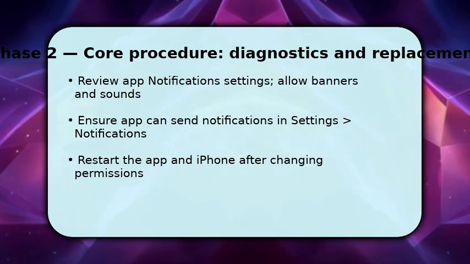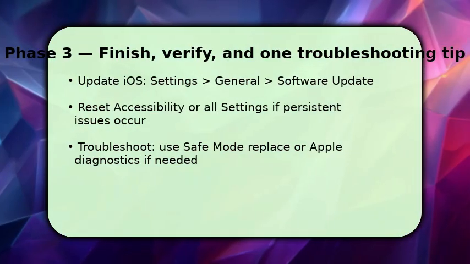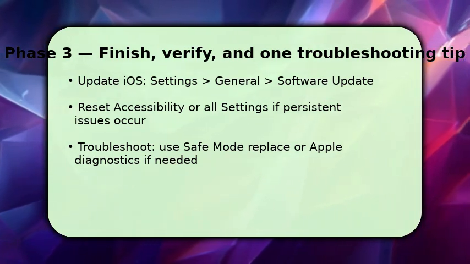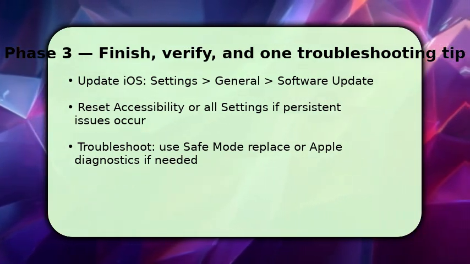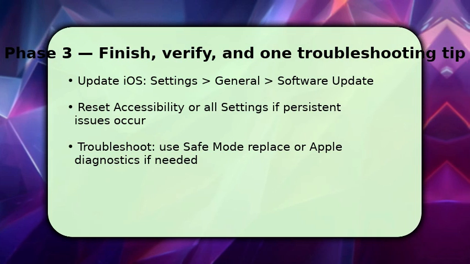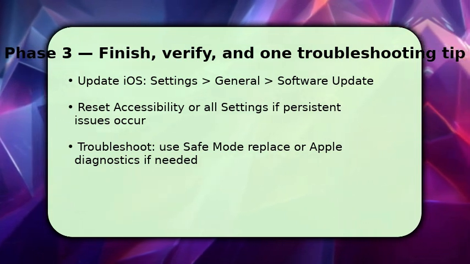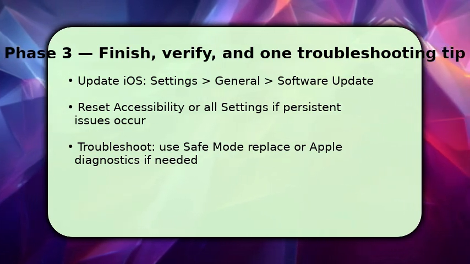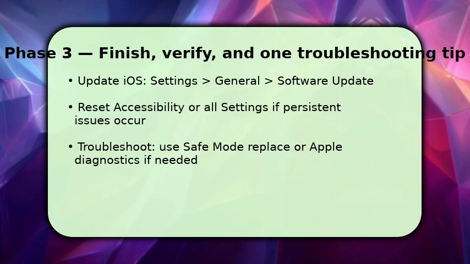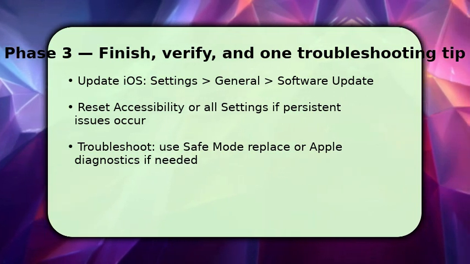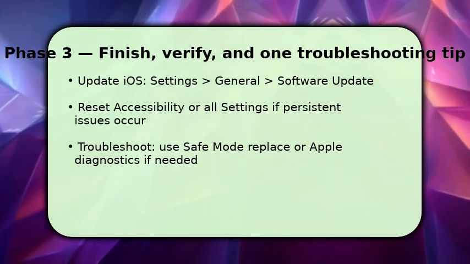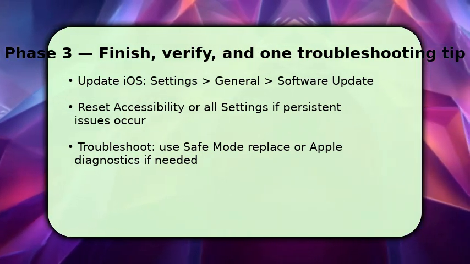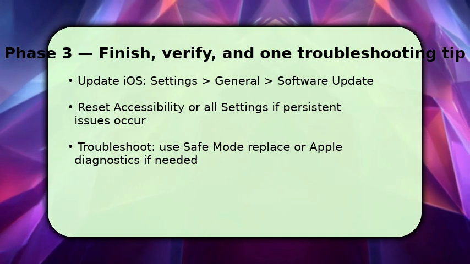Finish with software and deeper resets. Install any iOS update because firmware changes frequently fix hardware signaling. If the flash still fails, reset accessibility settings or, more broadly, reset all settings. This won't erase your data but restores defaults. Should the problem persist, run Apple Diagnostics or visit an Apple store, since a faulty LED or logic board can stop flashes. If it works intermittently, note when it fails. Apps, focus modes, or low battery can reveal the underlying trigger.